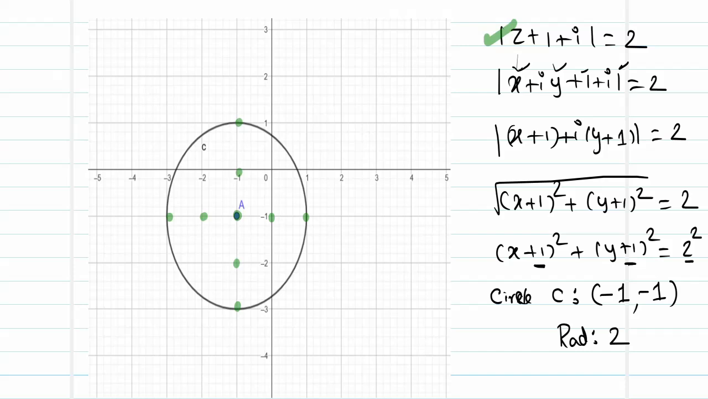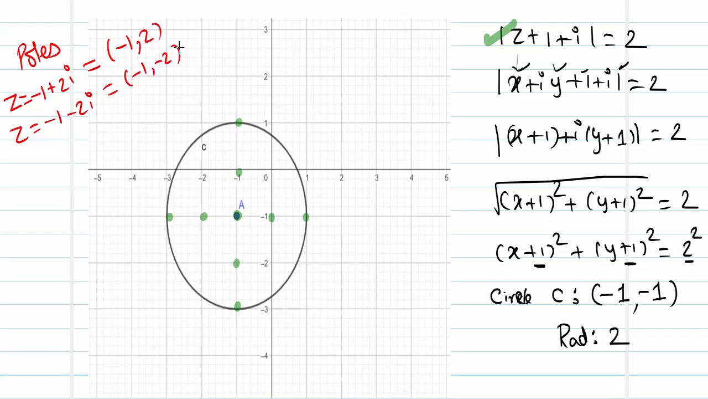What is the next thing? I need to identify my position of the poles. What are going to be my poles for me? My poles are z is equal to -1 plus 2i and z is equal to -1 minus 2i. The first point makes it as -1 comma 2, and the second point makes it as -1 comma -2. Now let us check the position of these poles. Where is the point -1 comma 2? -1 over here and 2 over here. So this pole is going to lie outside for me.